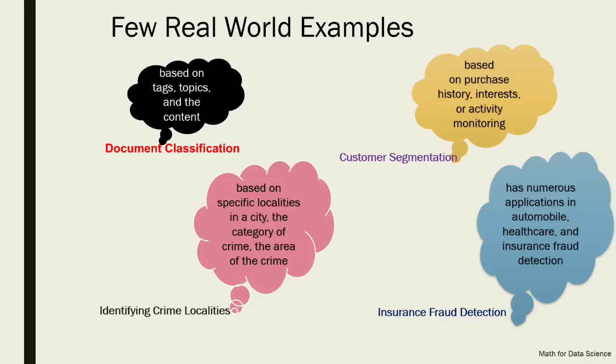Second is identifying crime locations. It is based on the city, locality, type of people, low wage people, mentality of people, the crime rate in the last few years and so on. Next is insurance fraud detection. There are a number of insurance types, for example healthcare, automobile and many others. So there are n number of applications for k-means, and clusters can be made based on anything you want.